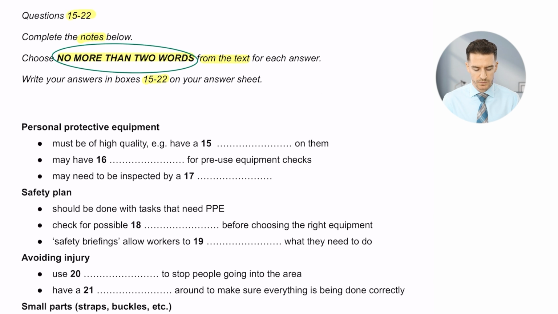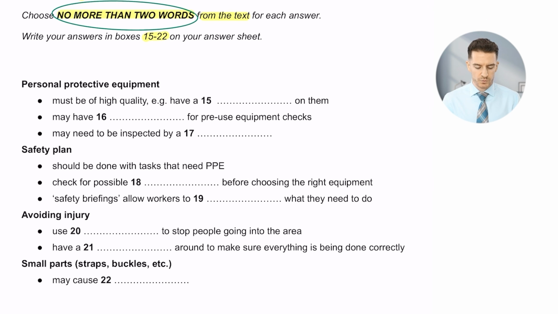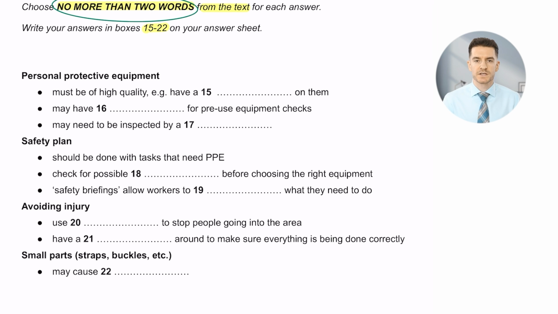Okay, pretty simple. So when you get something like this, note completion questions, you should always try to predict the answers. Always try to guess what part of speech will go in the gap. So let's very quickly do that here. So have a. After a, we would need a noun. May have something for. Or after have, we normally have a noun as well. So for example, have water, have a dog, have this, have that. May need to be inspected by a.